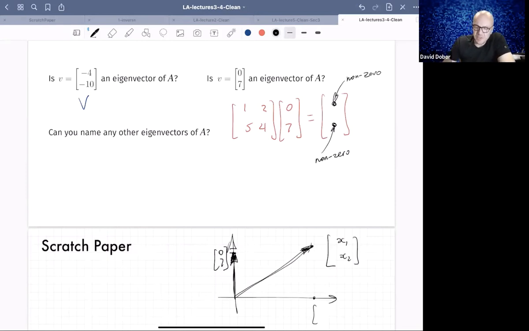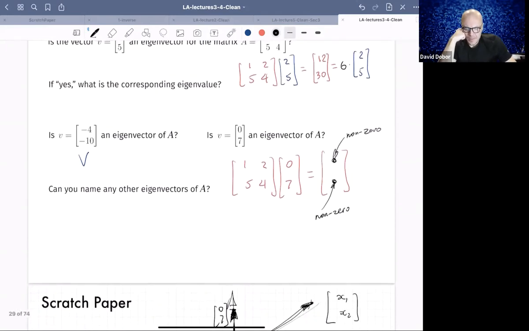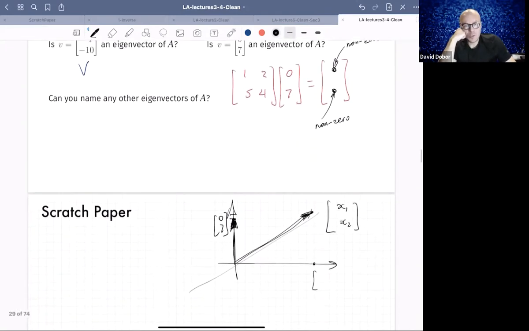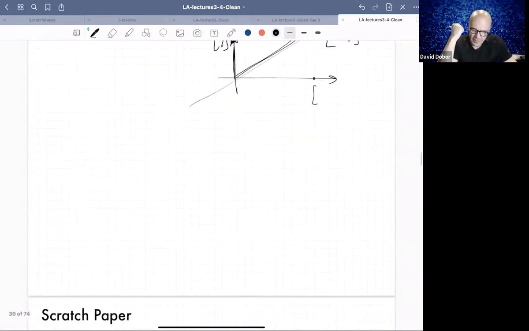Is there a way of stretching any vector on this axis to get a vector on this line? There's no way. Therefore, 0, 7 cannot possibly be an eigenvector for this transformation. It's a good exercise to find a transformation for which a given vector would be an eigenvector, but let's leave that issue alone for a second.